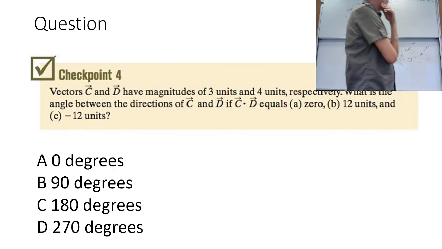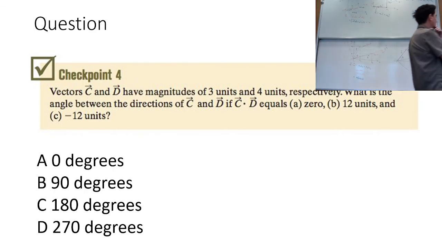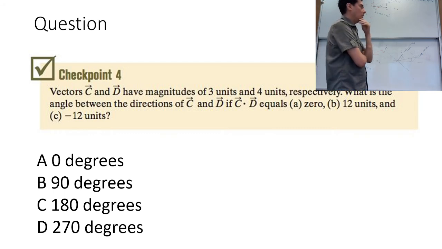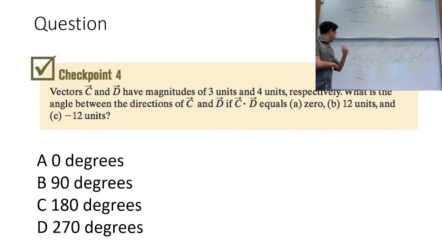So let's do this one. Vectors C and D have magnitudes of 3 and 4 units. What is the angle between the directions of C and D if C dot D is equal to part A, 0? So what would be the angle between them if it's 0? Right, 90 degrees, because this is where using this formula is useful. If this thing is 0, the angle must have been 90 degrees.